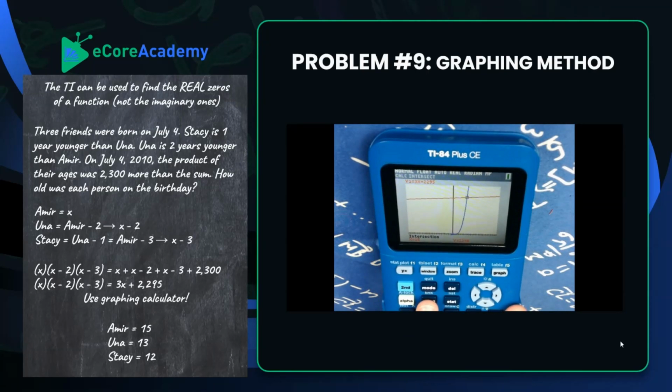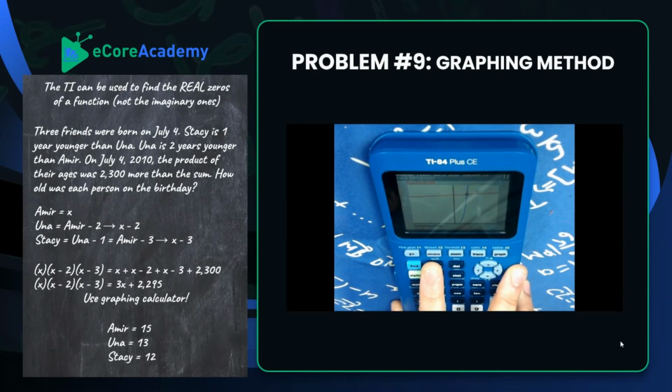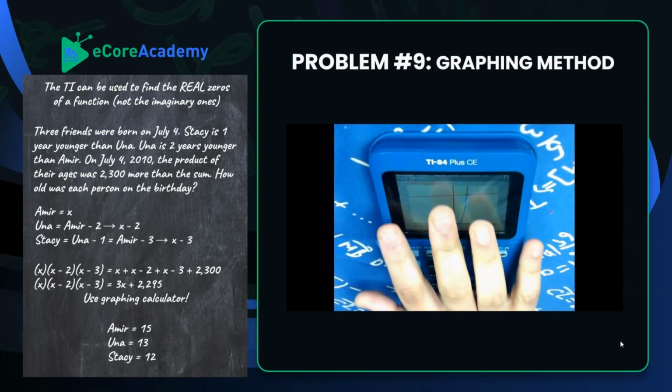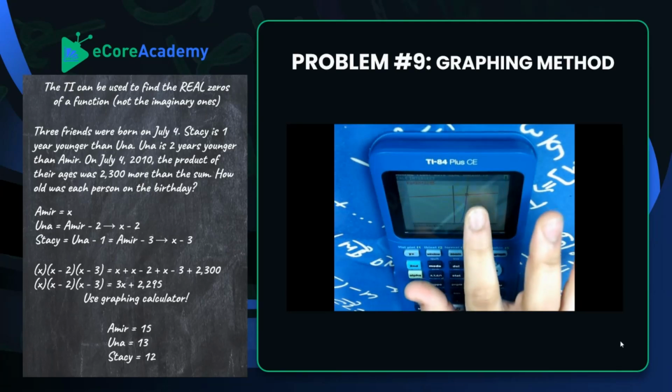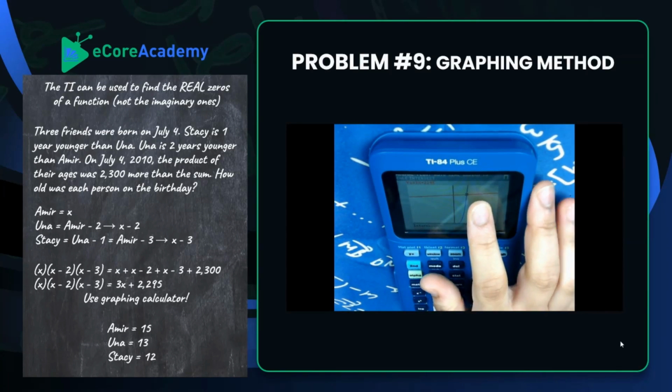We just want to focus on x is equal to 15 because remember, Amir's age is, like we said, x. So technically, Amir is 15. So we have our first answer. Una is 2 years younger, so 15 minus 2 is 13. And Stacy's 3 years younger, so 15 minus 3 is 12. That's how we use the TI calculator to solve. We found the intersection of the two functions that we came up with.